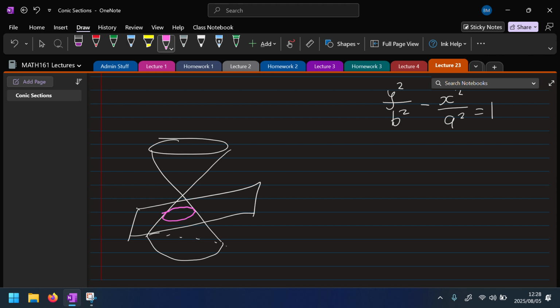Okay, so I hope you can imagine that in your head. You've got a cone. You cut it. You look at the cross-section. That shape there, that is an ellipse.